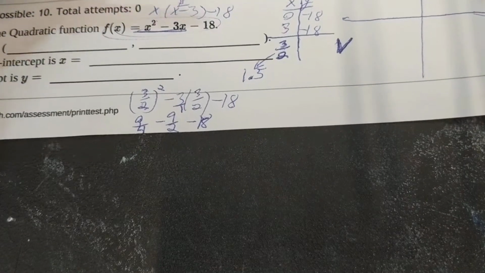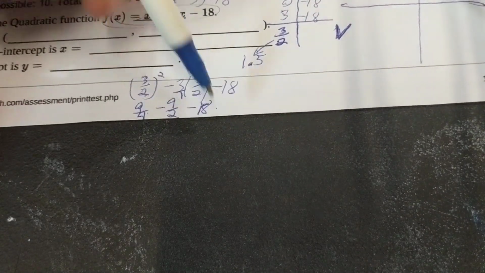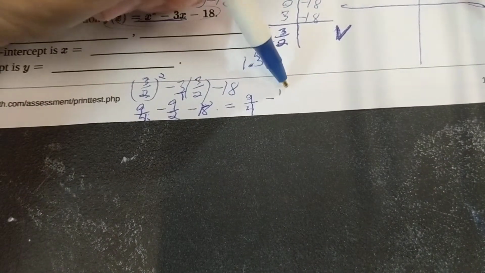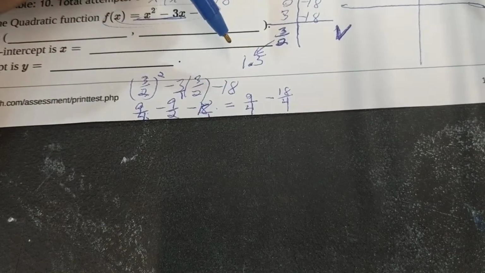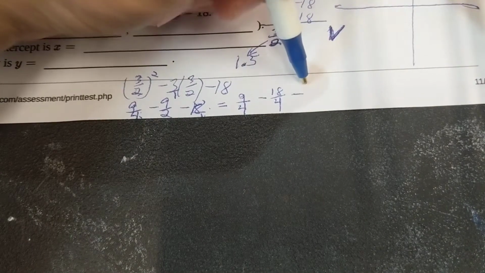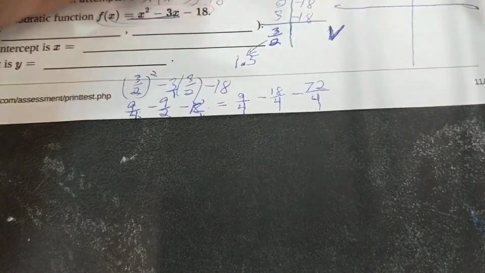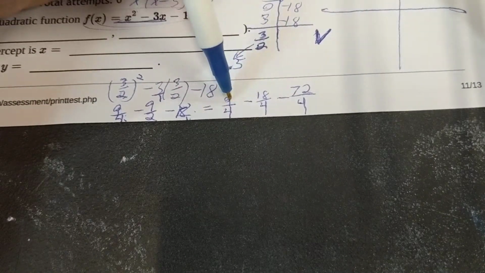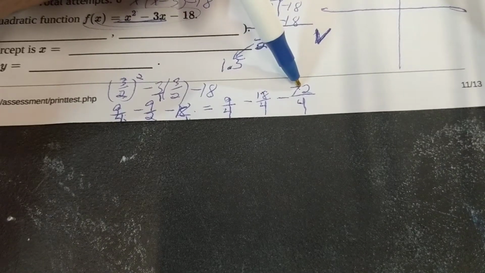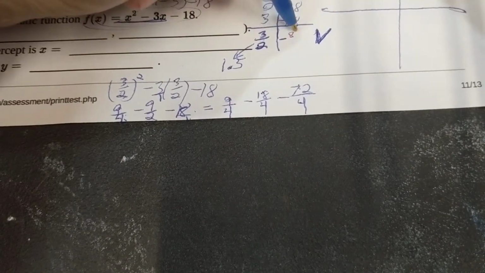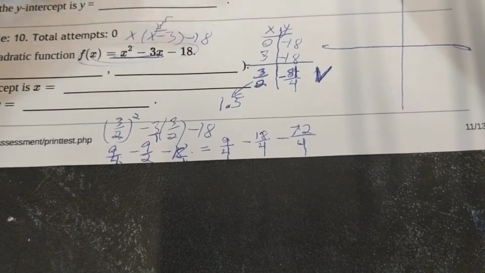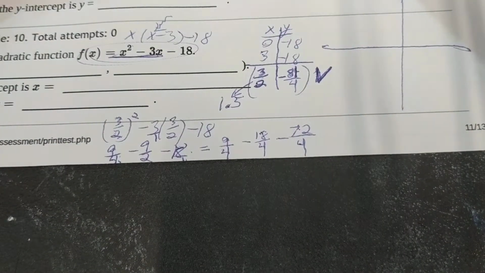Then we'll get all the bottoms to match. If we made them all over 4, this would be 9/4 minus 18/4, and then the 18 is 18 over 1 right now, so 18 times 4 over 4, which is 72 over 4. Let's hope I didn't mess those numbers up. Then 9 minus 18 is negative 9, and negative 9 take away 72 would be negative 81. So negative 81/4. That's a horrible looking number, but it's our vertex.